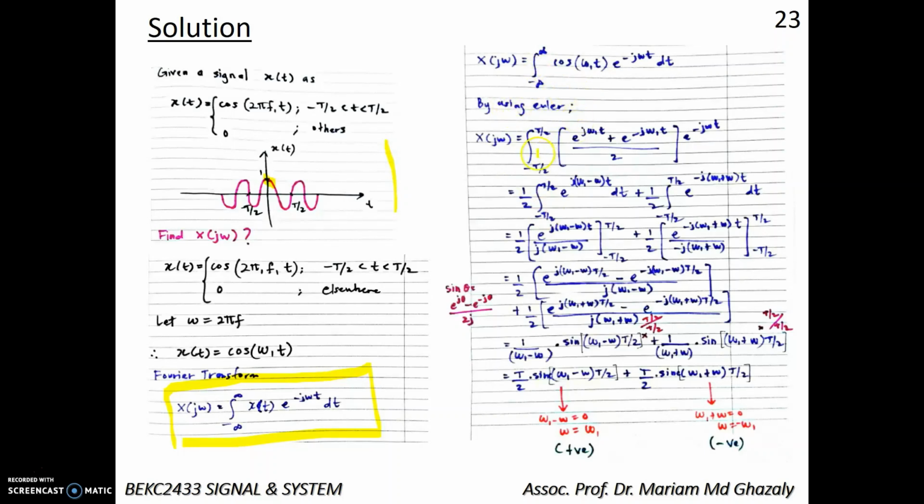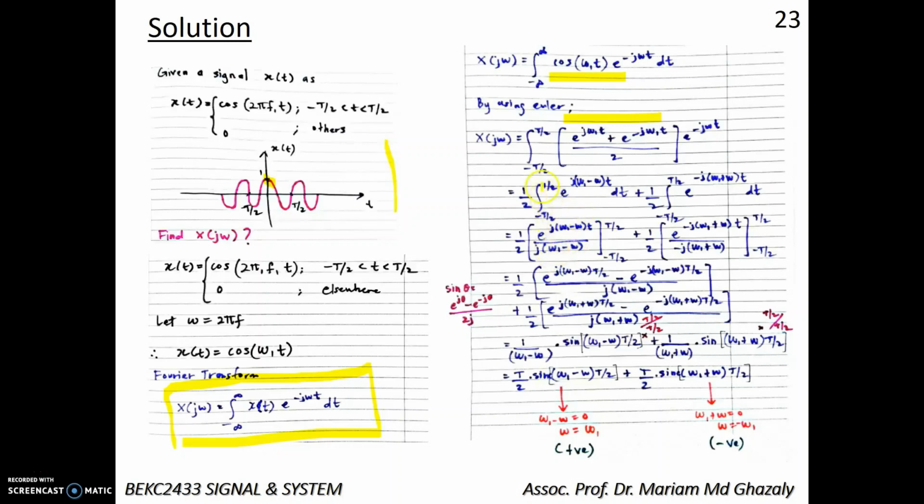By using Euler, you are going to have the integration from minus T over 2 to T over 2. Using Euler, expand this equation. You know cos omega 1 t can be expanded to e to the j omega 1 t plus e to the minus j omega 1 t, over 2, times e to the minus j omega t. Then we expand it again. For this case, I separate it out into two different equations so that it will be easier for you to understand. So I separate it out by having e to the j (omega 1 minus omega) t over here, and another one is e to the minus j (omega 1 plus omega) t.